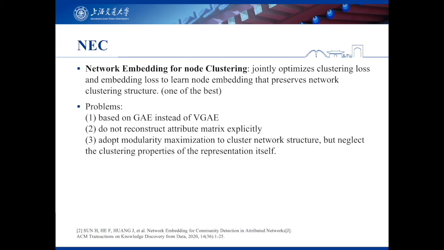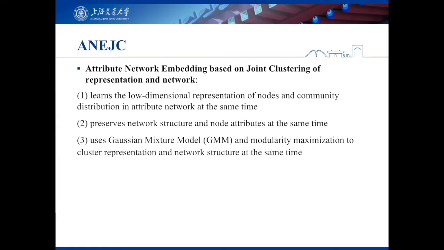NEC adopts a non-variational autoencoder and does not reconstruct the attribute matrix, which makes it sensitive to structure noise and attribute noise of the network. Moreover, it only clusters the network structure by modularity maximization and does not cluster the representation jointly, which may degenerate its performance. To solve these problems, we proposed ANEJC, attribute network embedding based on joint clustering of representation and network.